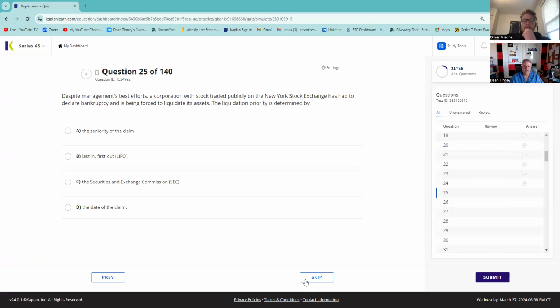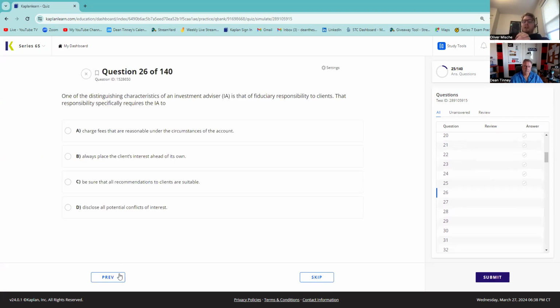Despite management's best efforts, a corporation with stock traded on the New York has had to declare bankruptcy and is being forced to liquidate assets. The liquidation priority is determined by seniority of the claim. Remember, it'd be the secured bondholders, unsecured bondholders, preferred, and common. They'll never ask about wages, right?